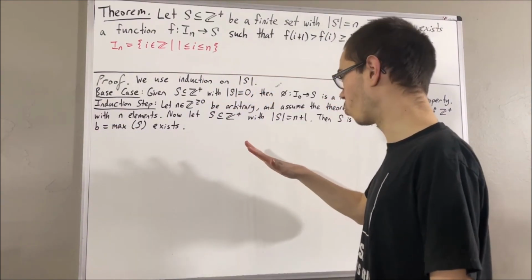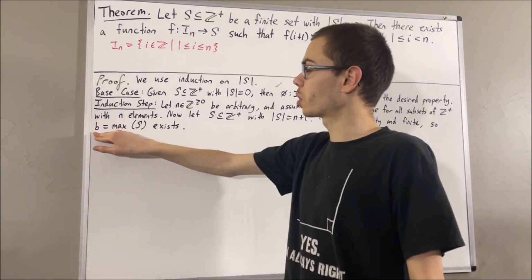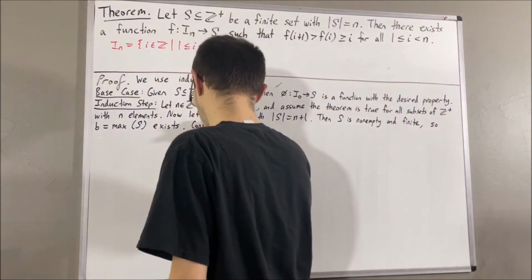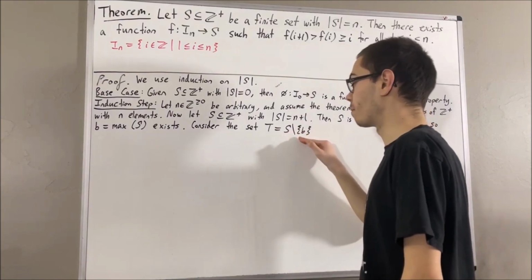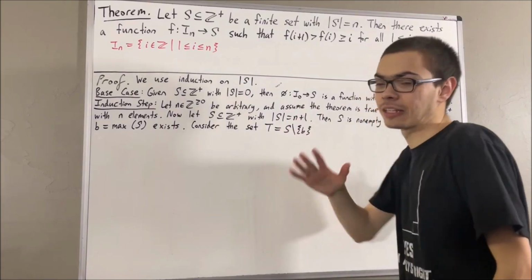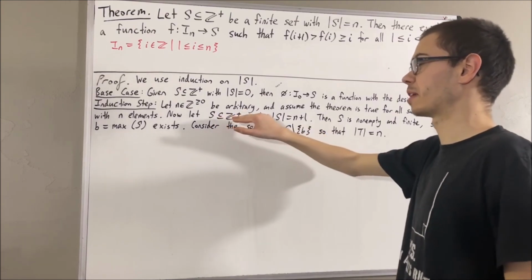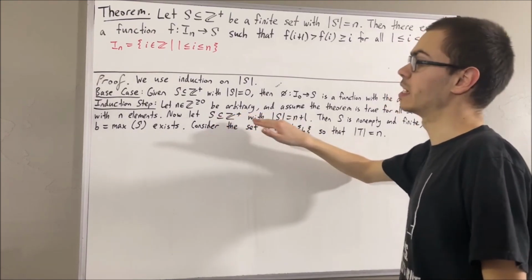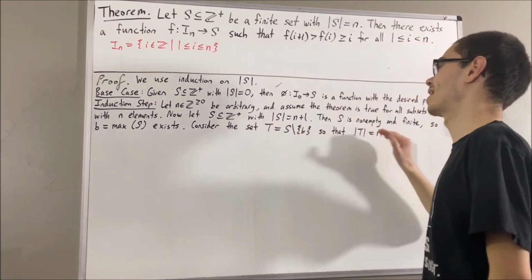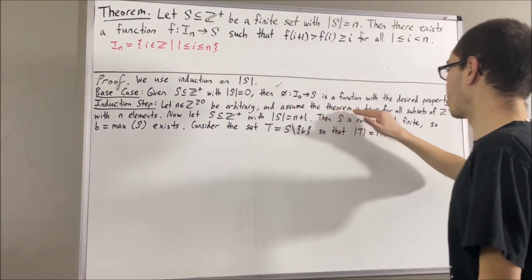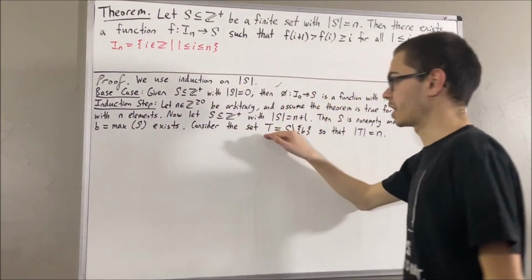Now let's consider what happens if we take the set S and remove B from it. We're going to call that new set T. Since we've removed B from S, T should have n elements in it. Now, T is a subset of S, and S is a subset of the positive integers, which implies T is a subset of the positive integers. Therefore, T is a subset of the positive integers with n elements. But remember, we're assuming that the theorem is true for all subsets of positive integers with n elements. So it must be true for T.